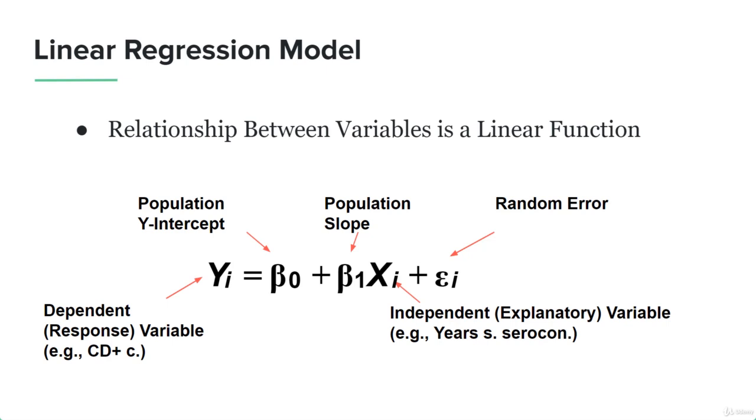So the linear regression model is used to represent the relationship between variables in a linear function. The y-intercept will be the population y-intercept, the slope will be the population slope, and another thing will be the random error. So we have the dependent variable and the independent variable, and then we're going to calculate the y-intercept, the slope and the random error, and then we're going to model the relationship using a linear regression model.